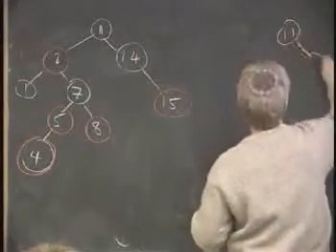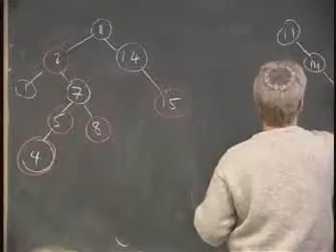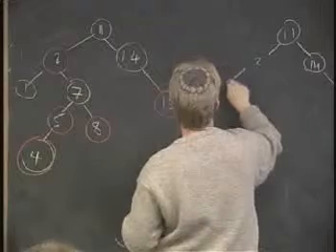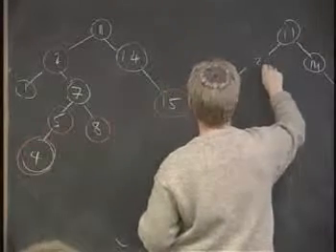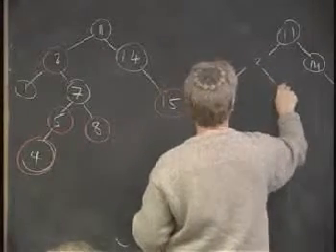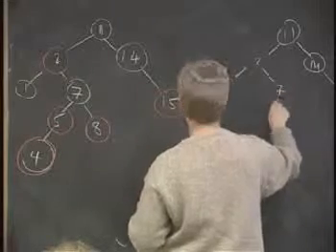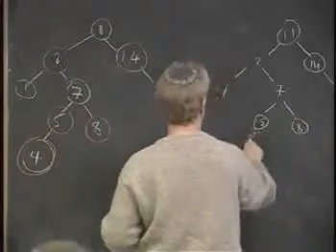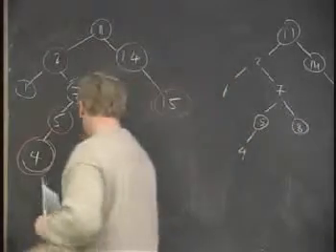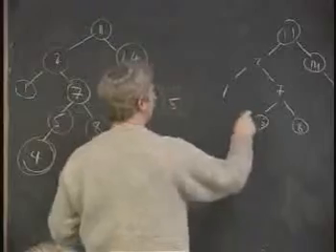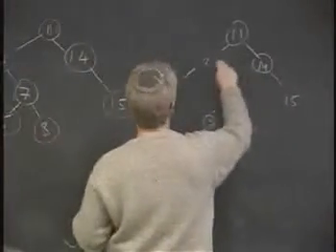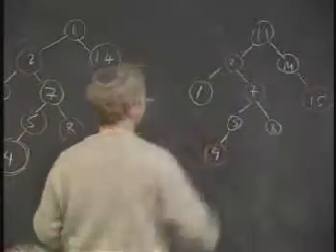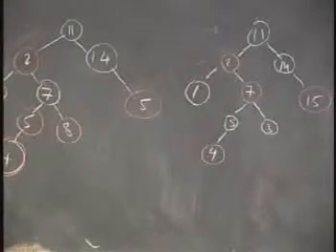11, 14, 15, 2, 1. 7's going to be red. 5, 8, 4. And 1's black. That's what it looks like right now.